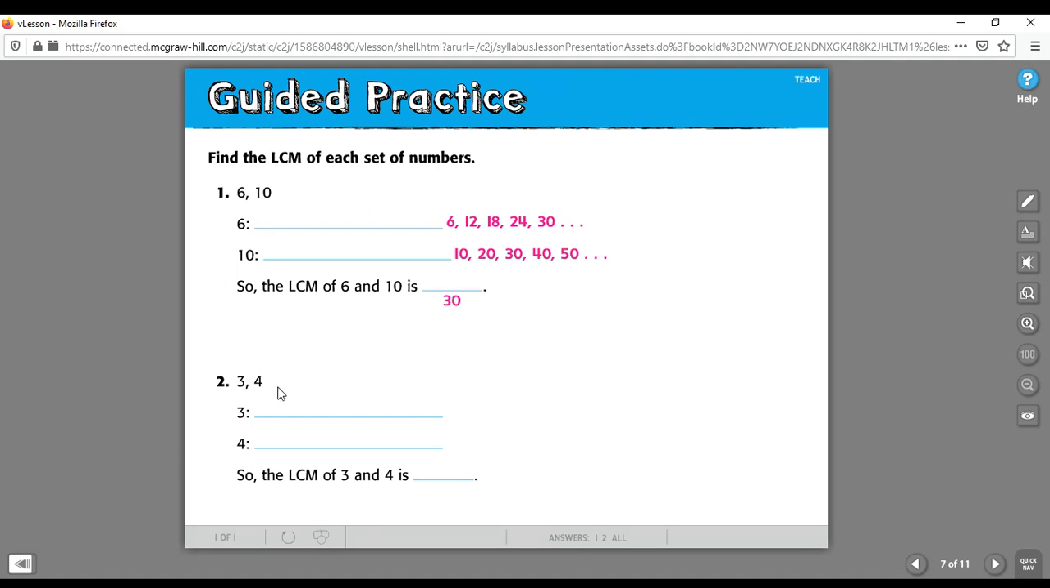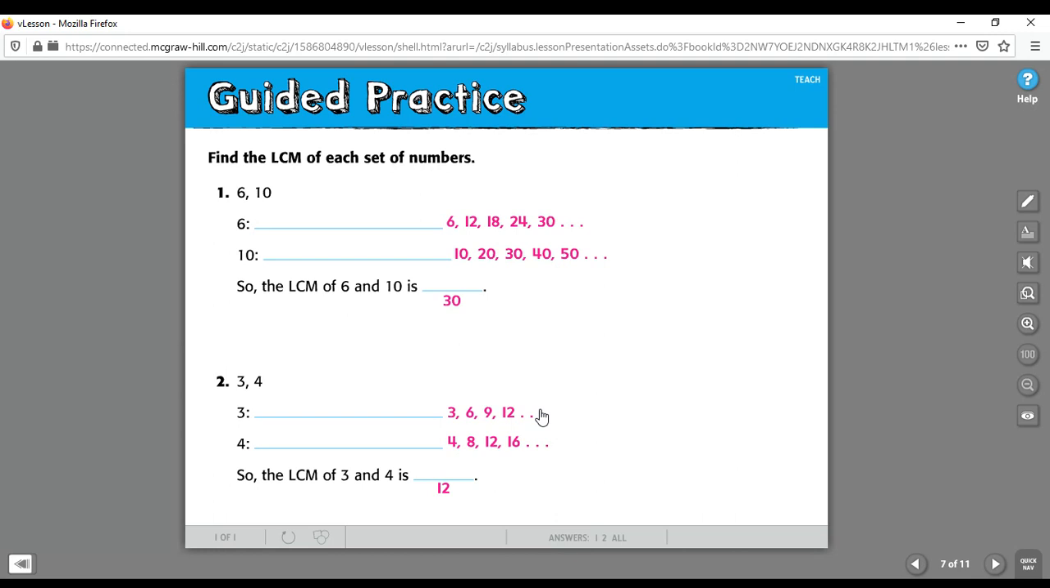List the least common multiple for the numbers 3 and 4. 3, 6, 9, 12. 4, 8, 12. Sometimes when you just say it to yourself, you realize it right away without even listing them. So like I said, 3, 6, 9, 12. Then I stopped because I knew that 4 also goes into 12. So I did 4, 8, 12. The least common multiple of 3 and 4 is 12.